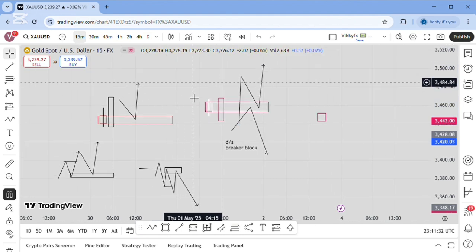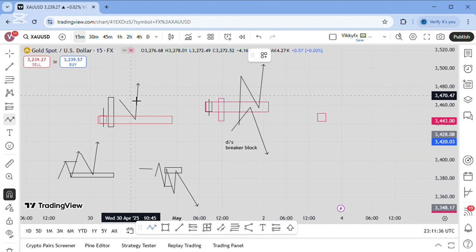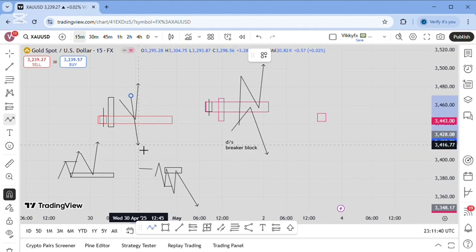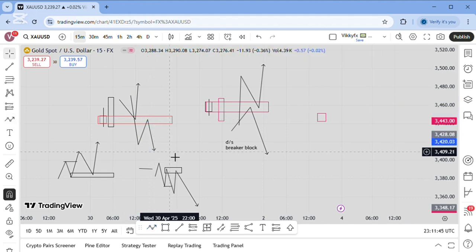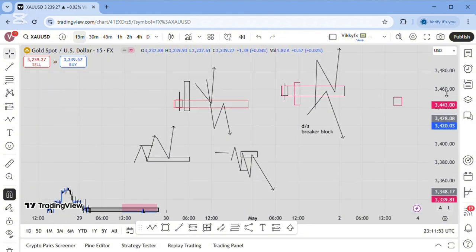The same goes for a buy. Instead of it coming down to retest the zone and move to the upside, it broke the zone, retested the zone and came down. So this becomes your breaker block. Let's go to the main chart so I can explain better on the main chart for you guys.